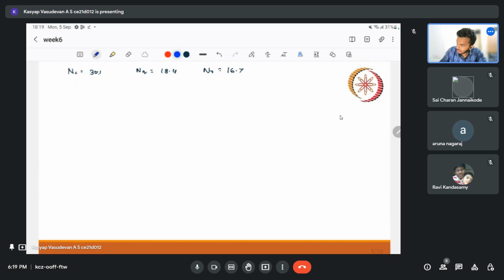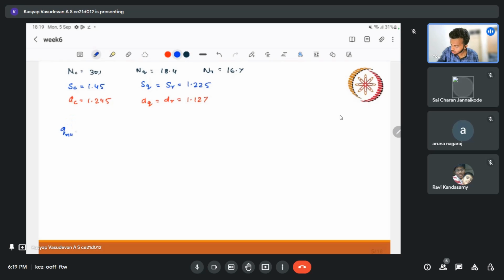Likewise, shape factors, Sc is equal to 1.45, Sq is equal to S gamma is equal to 1.225, and depth factors, Dc is equal to 1.245, Dq is equal to D gamma is equal to 1.127. Okay, so we have all the factors. Let us just substitute and see what happens.